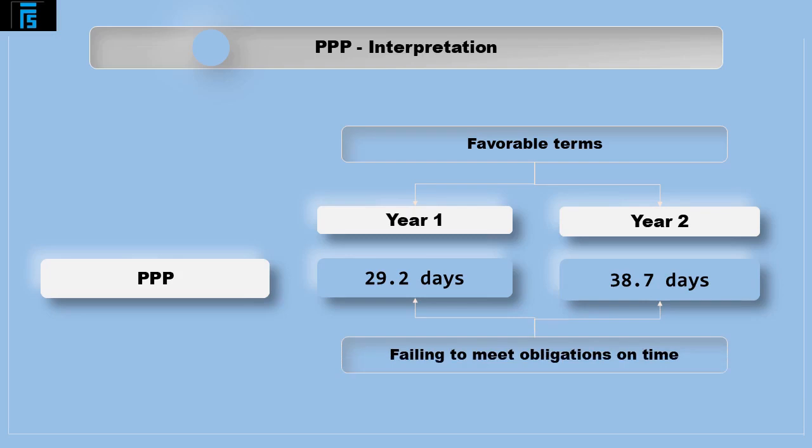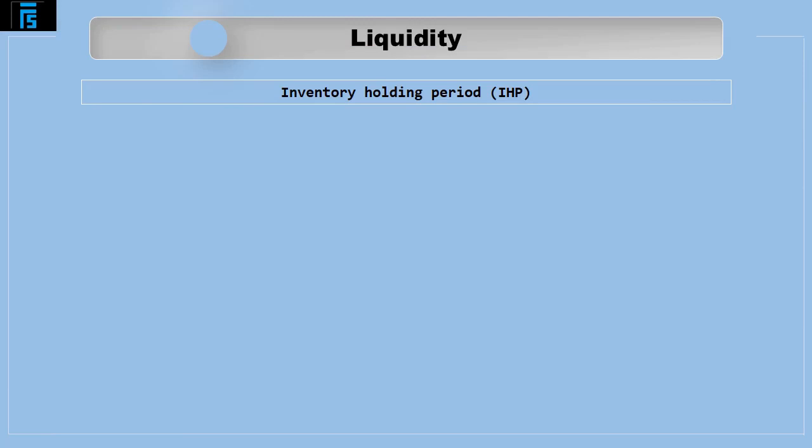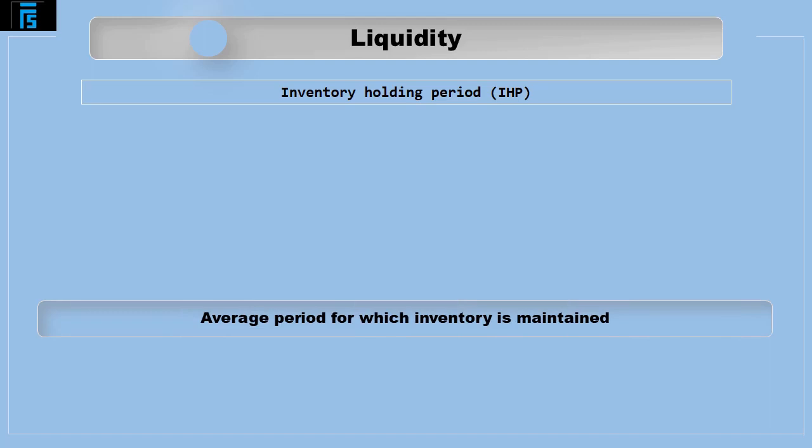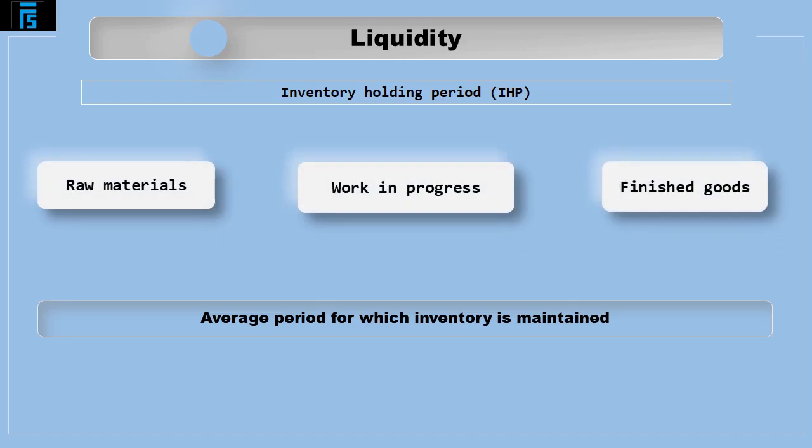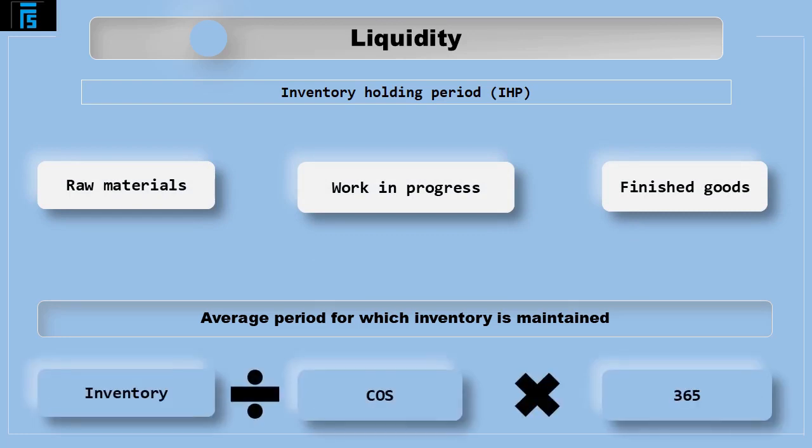However, similar increases may also be a sign that the company is falling back on its payment obligations due to a liquidity crunch. Finally, we can calculate the inventory holding period, which shows the average number of days for which the company maintains items of inventory, raw materials, work in progress, as well as finished products or goods held for resale. This measure is obtained by taking the balance of inventories, dividing it by the cost of sales, and once again multiplying the result by 365.